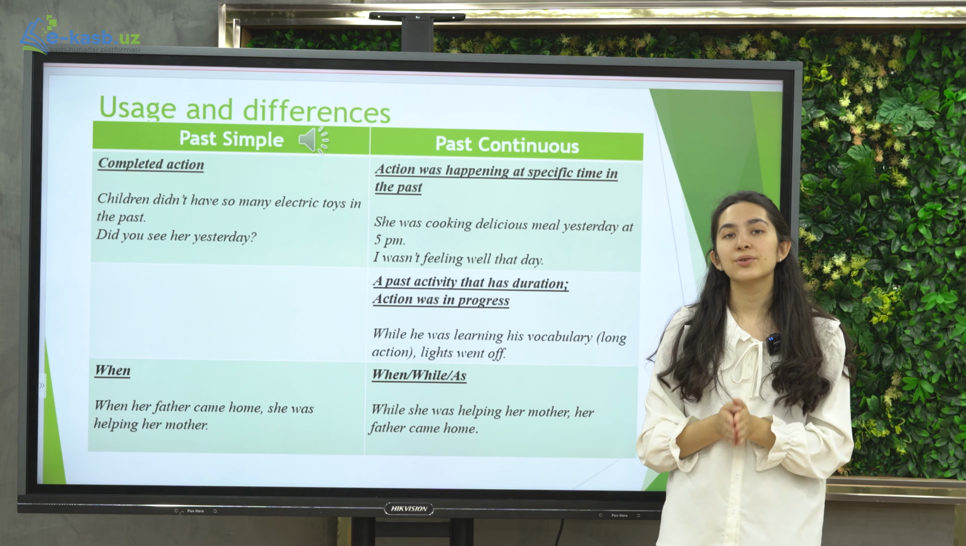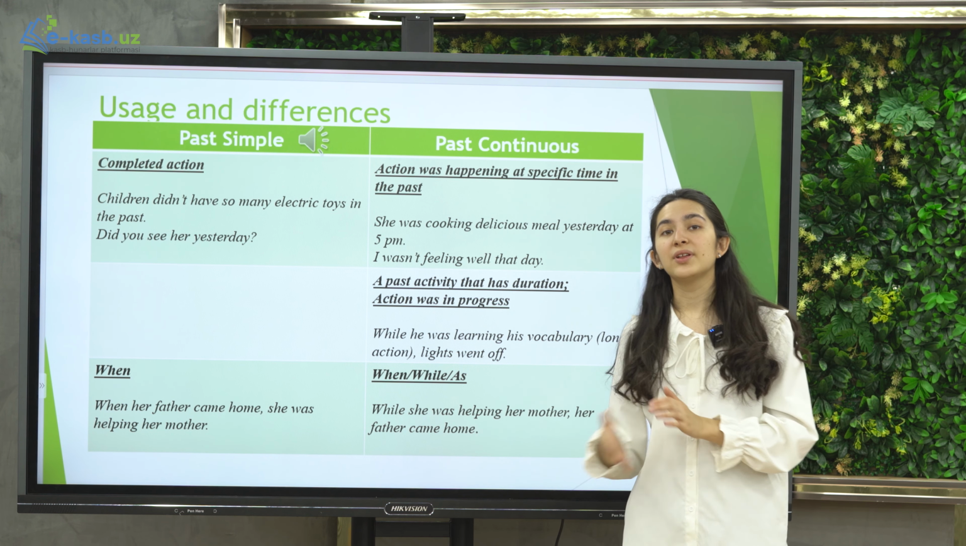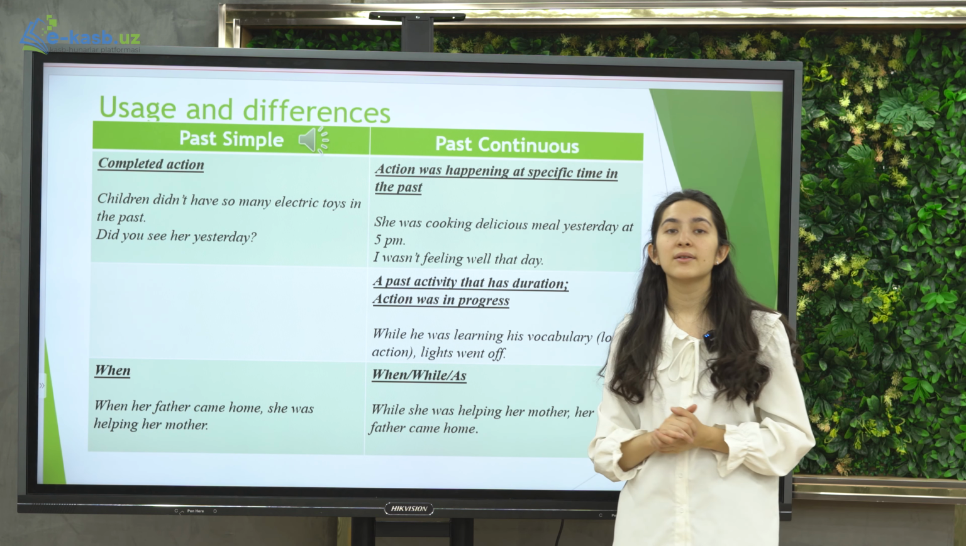Past simple we use for completed or finished actions. For example, he went to mountains last weekend.